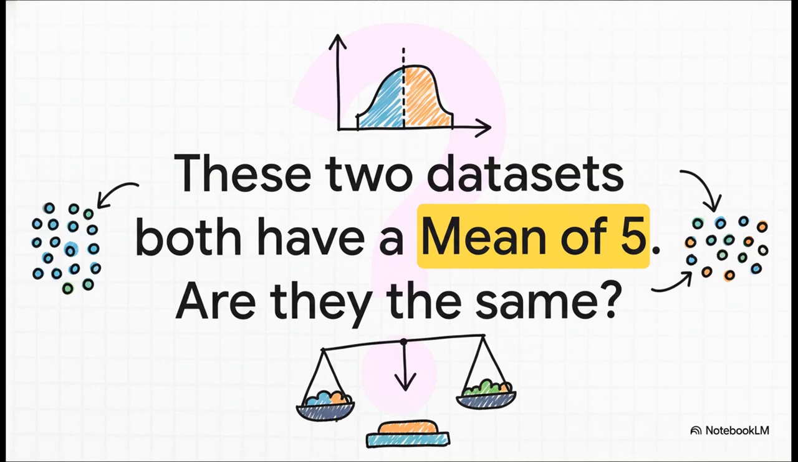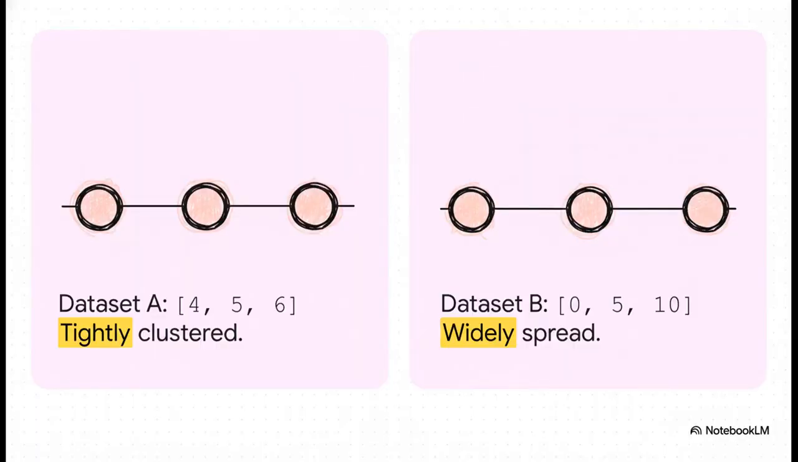But just look at them. Are they the same? No way, right? They feel completely different. You can see it instantly. Dataset A is all huddled together, tightly clustered right around that center. But dataset B is just all over the place. It's incredibly spread out. And this spread is the next thing we need to capture.